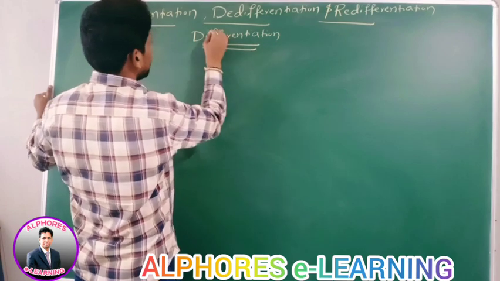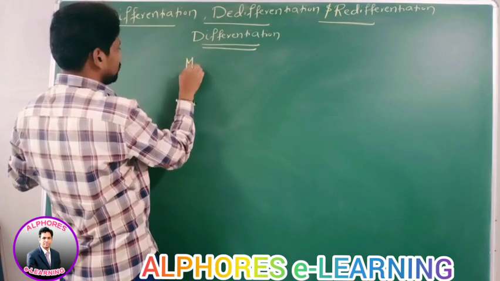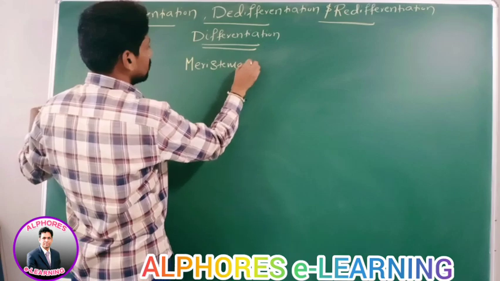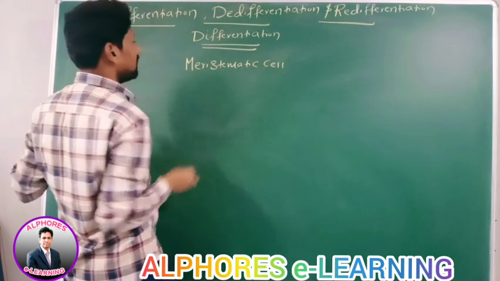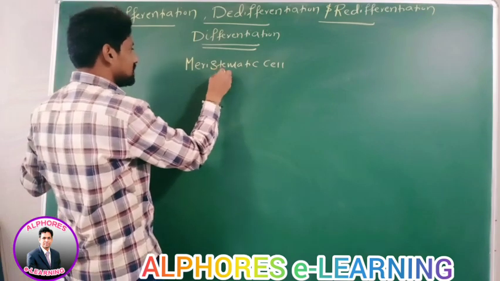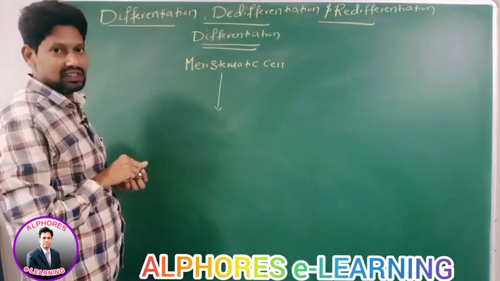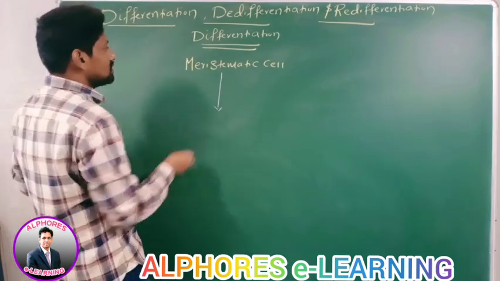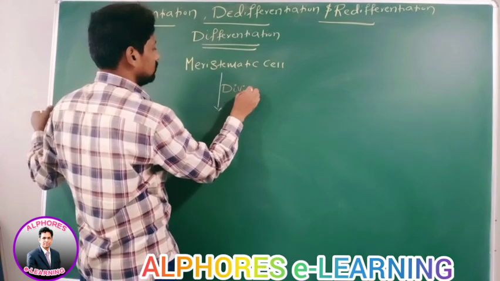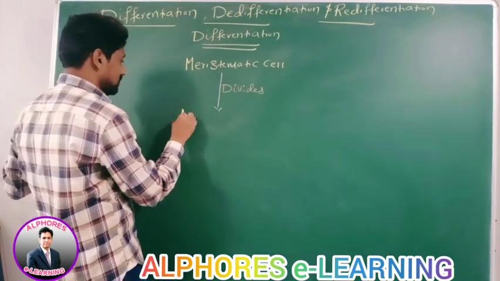What is it? Differentiation. Now listen here. Take a meristematic cell. Which cell? Meristematic cell. Meristematic cell means it can divide or cannot divide? It can divide. When this meristematic cell divides, what does it produce? New cells.